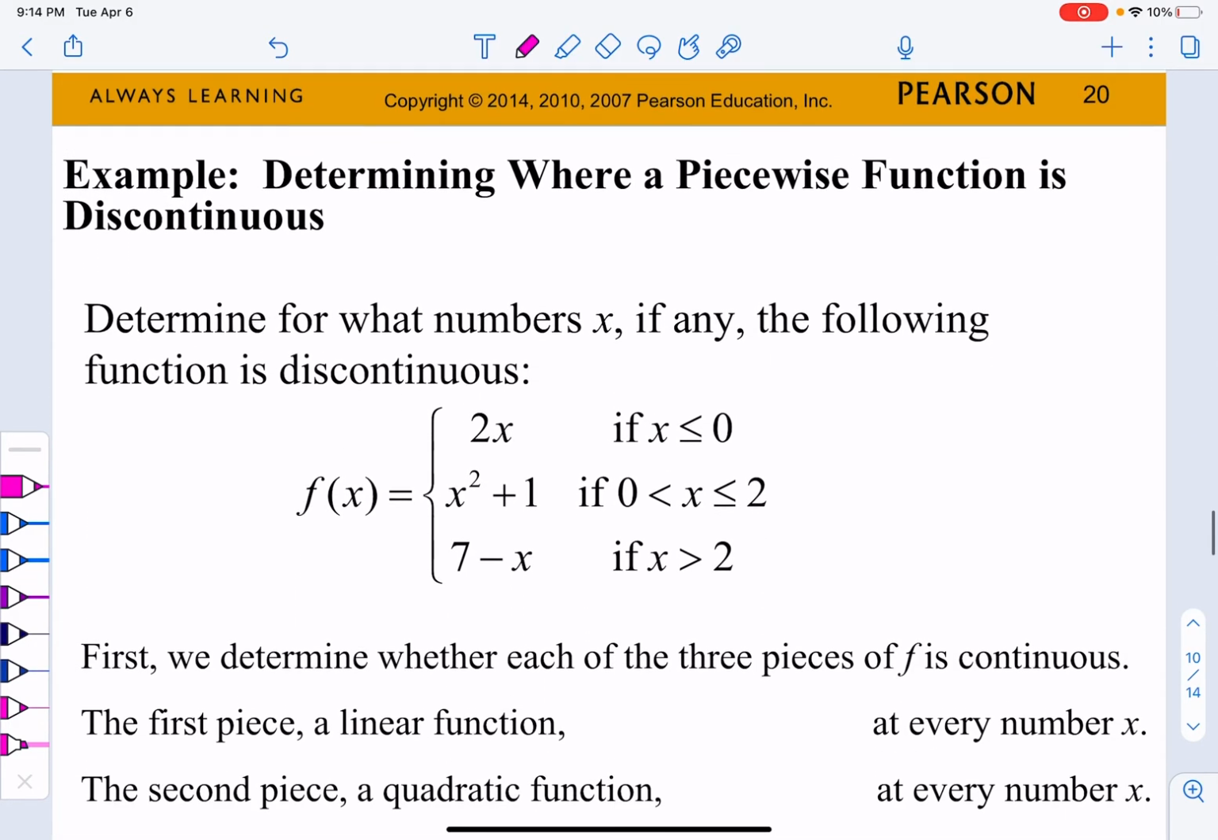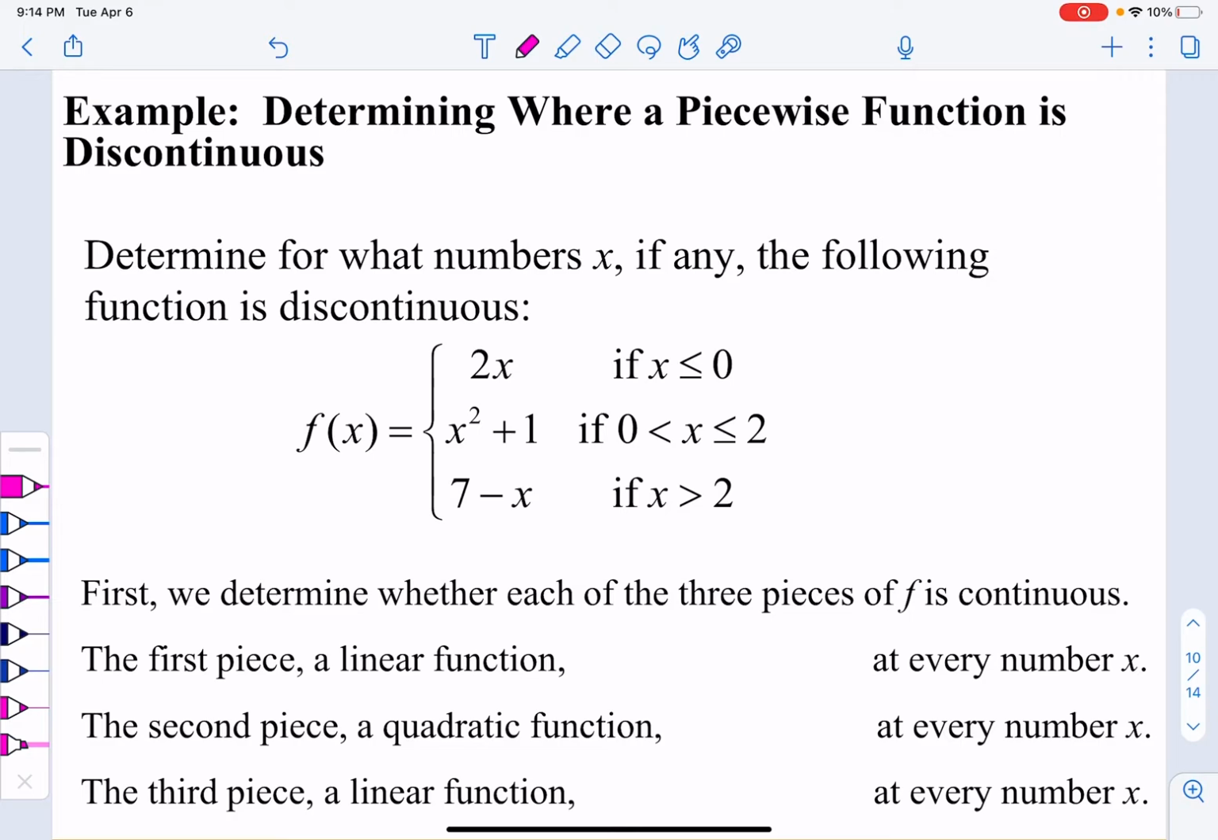So let's look at an example. This one says determining where a piecewise function is discontinuous. It wants us to determine for which numbers x, if any, the following function is discontinuous. So we have a piecewise function. We have 3 pieces. f of x is equal to, the first one, 2x if x is less than or equal to 0, it's going to be x squared plus 1 if 0 is less than x, which is less than or equal to 2.